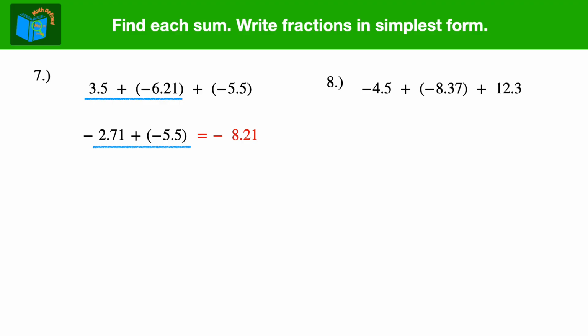Moving on to problem number 8, following order of operations again, first we'll add negative 4 and 5 tenths to negative 8 and 37 hundredths to get negative 12 and 87 hundredths. Then we'll add negative 12 and 87 hundredths to positive 12 and 3 tenths to get a final answer of negative 0 and 57 hundredths.